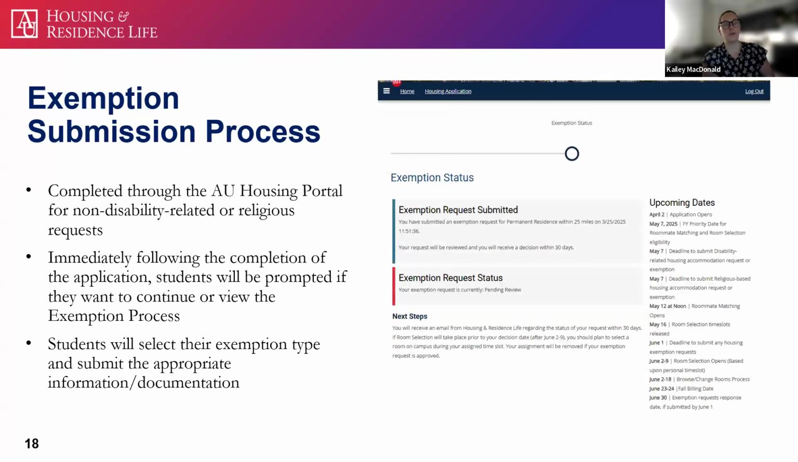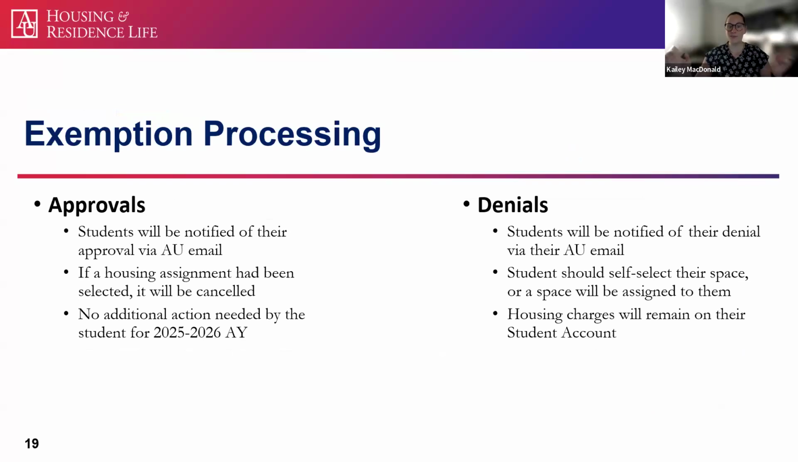And then once your exemption is completed, you'll see a screen that says it is submitted and pending review, and it'll go through the next steps of what you can expect from our office. So it's kind of in two boats. Either your exemption is going to be approved, and all students will receive communication through their AU email. I know it's a new email account to look at, so make sure you're checking that.